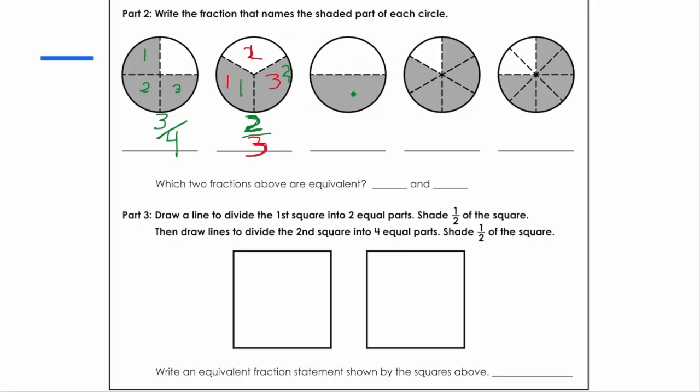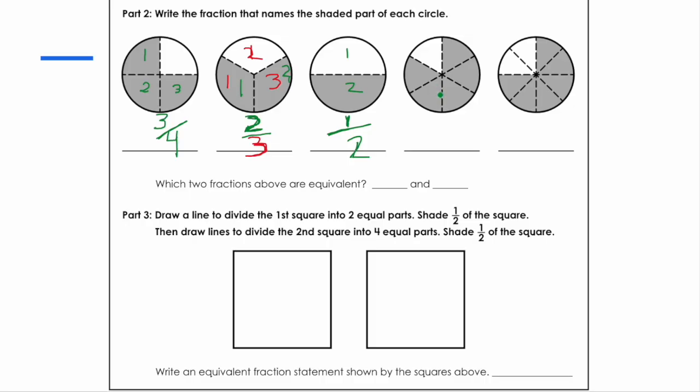All right, we're going to go to the next one. Again, we want to know the denominator, the bottom number. How many pieces is the circle cut into? The answer is 1, 2. So 2 is our bottom number. Only 1/2 is shaded, so I'm going to put a 1 above it. So we're looking at 1/2.